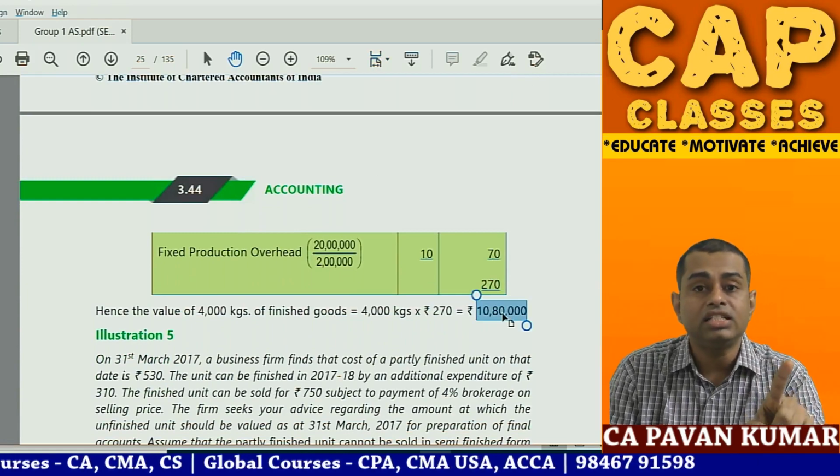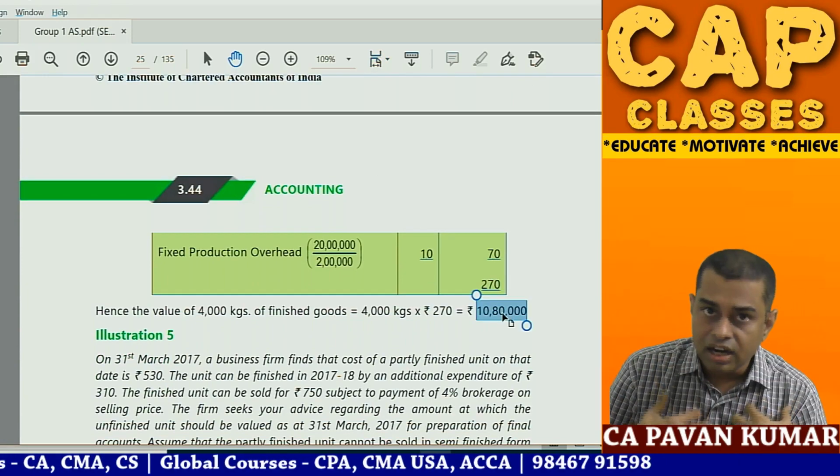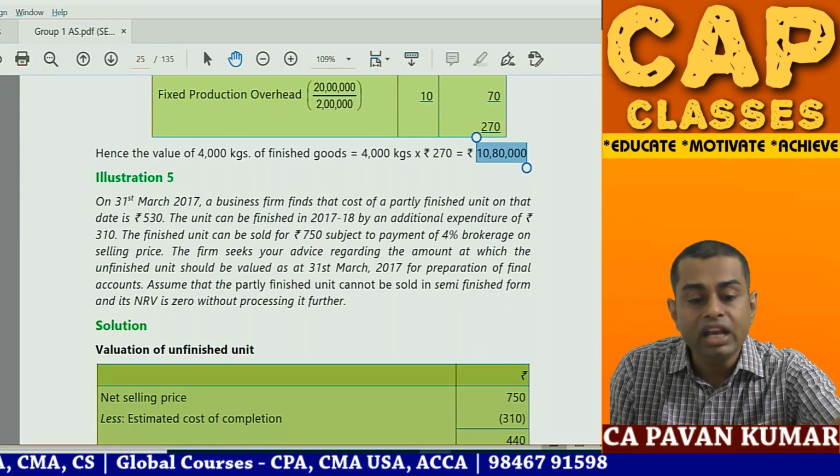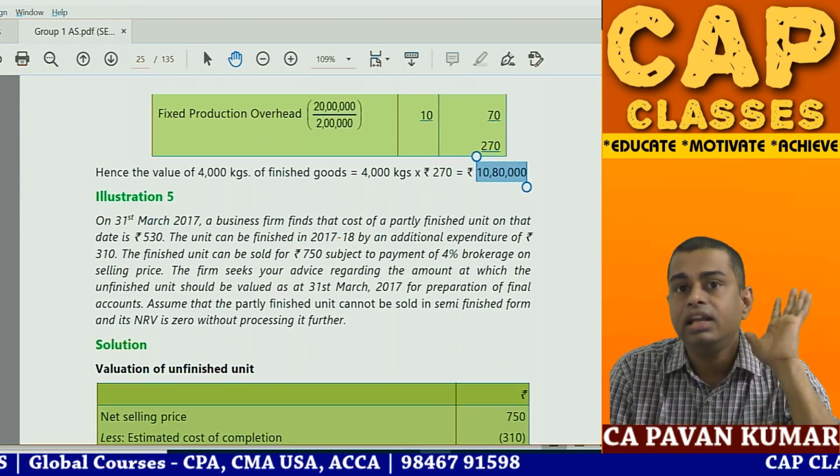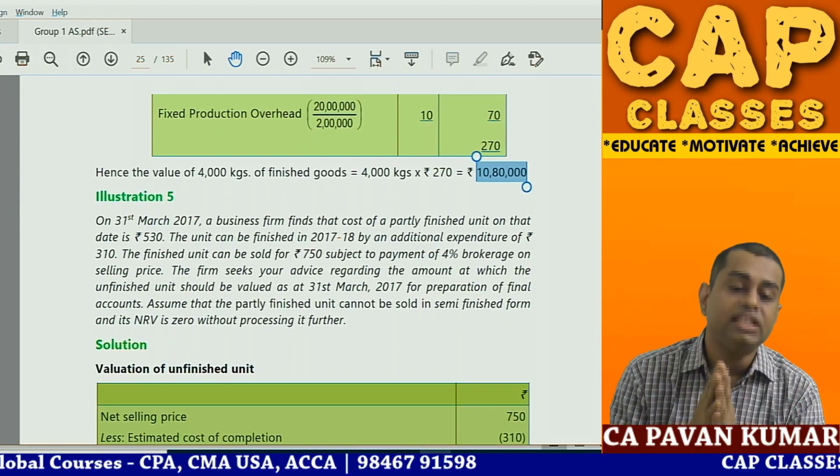What did you learn in this question? In this question we learnt that the fixed overheads are to be recovered based on the normal production capacity, and should not be taken on actual basis.